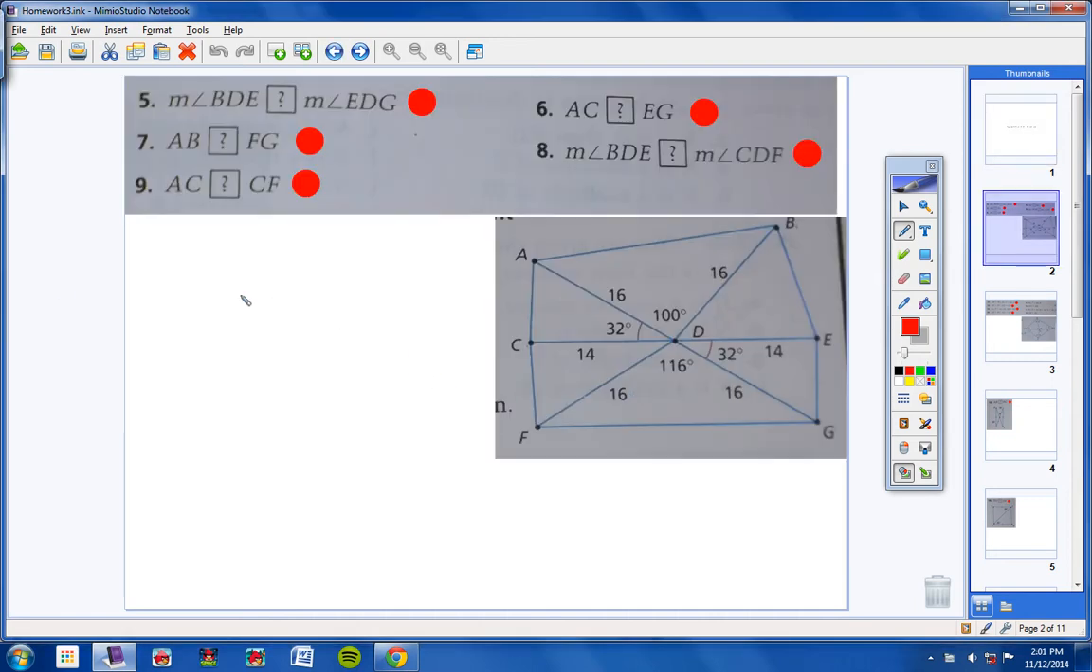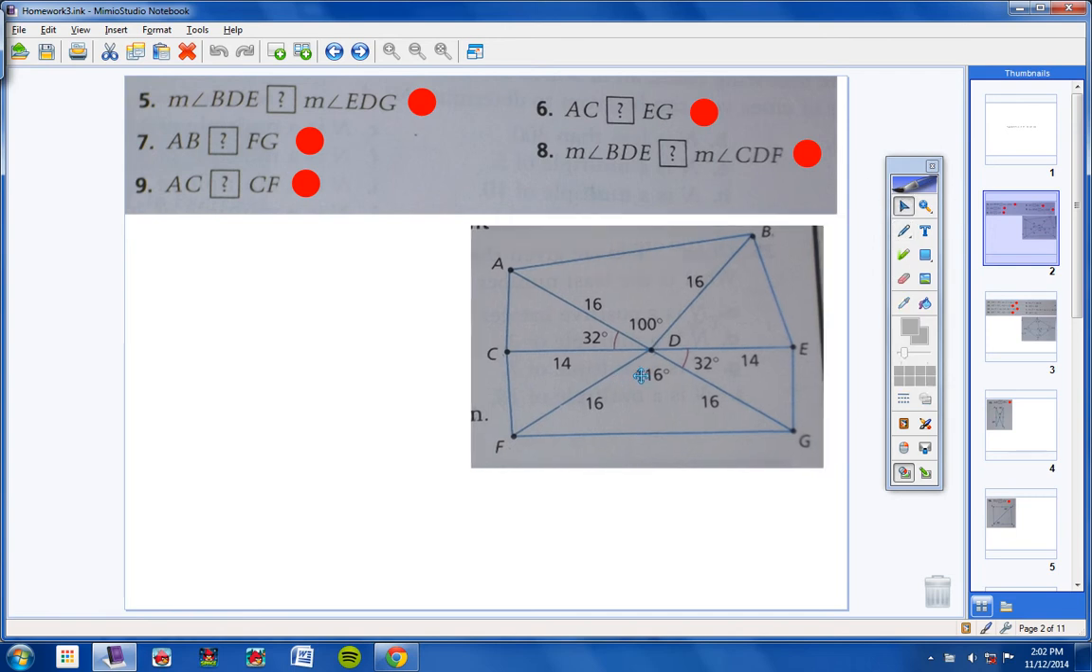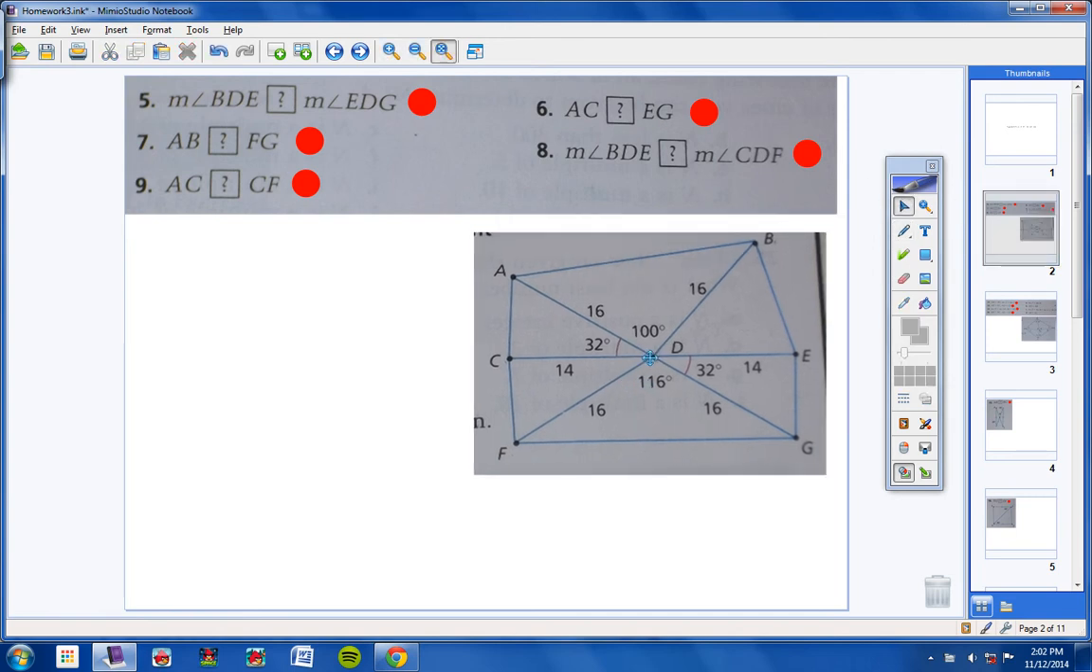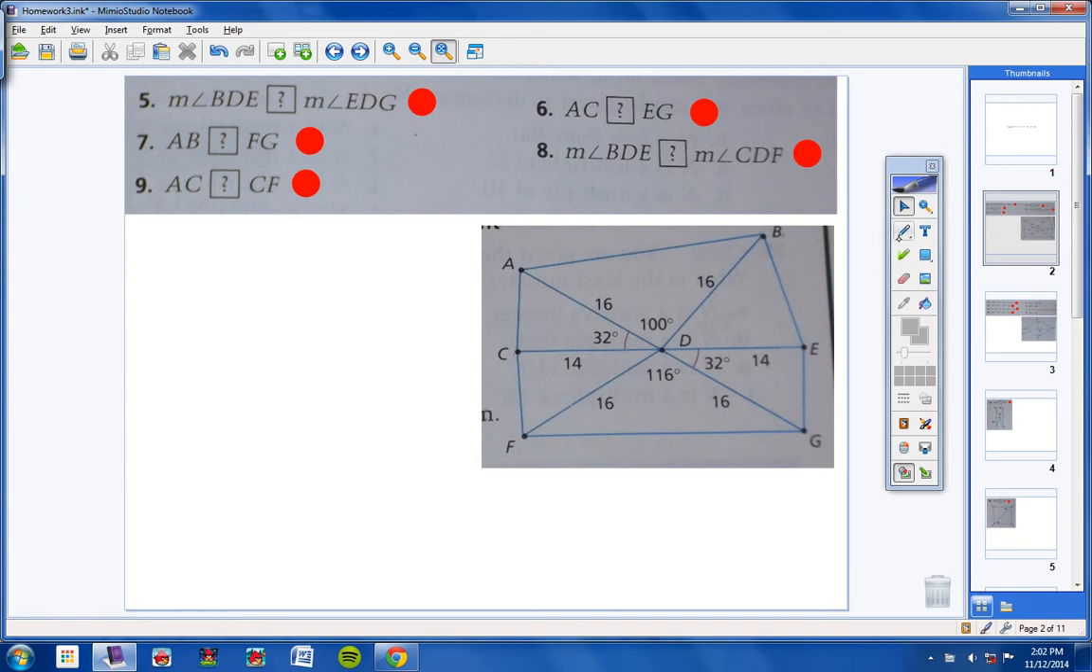Okay, let's take a look at the directions. Use the figure at the right, which is this figure right here that I'm moving around, to complete the statement with greater than, less than, or equal to. So here we go. Okay, measure of angle BDE.